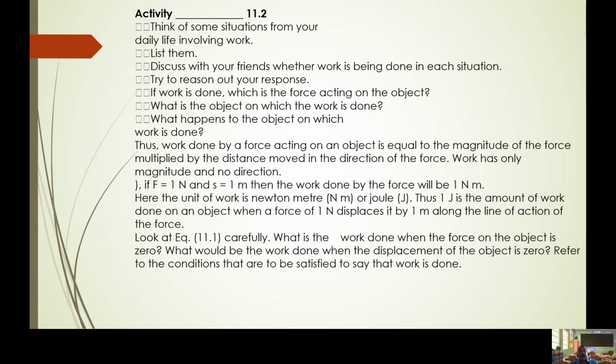Look at equation 11.1 carefully. What is the work done when the force on the object is 0? What would be the work done when the displacement of the object is 0? Refer to the conditions that need to be satisfied to say that work is done.